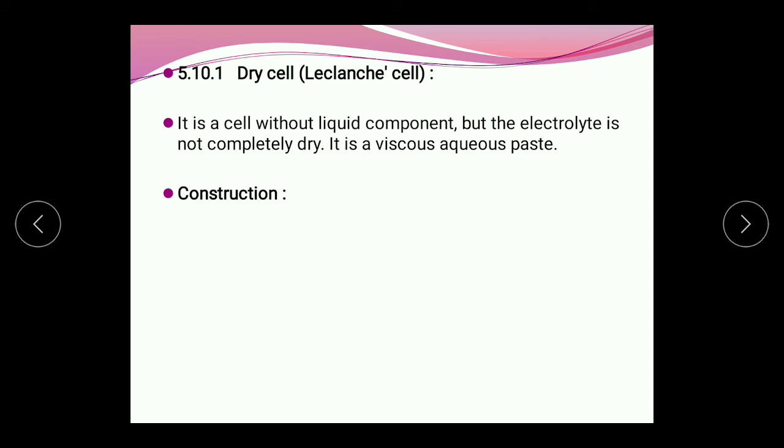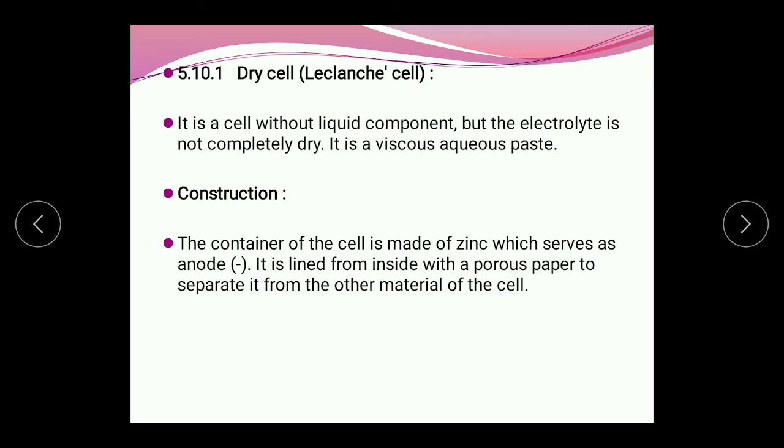In construction, the important points, always remember this, are what is the anode, what is the cathode, and what is the electrolyte used. These three are the important things which are required to carry out a cell reaction so that it generates electricity. So, in construction, we'll see that the container of the cell itself is made up of zinc, which serves as the anode. The container of the dry cell is made up of zinc. This container has an inner lining. The container is lined from inside by using a porous paper.